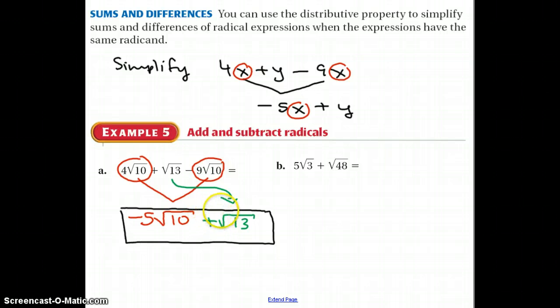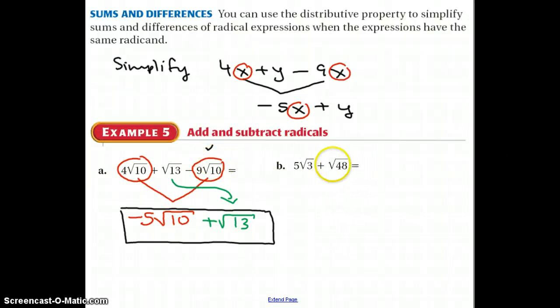Now there's one thing you have to remember. Before you start looking for like terms, you have to make sure that every radical is as simplified as you can make it. So for example, in part A, we had a square root of 10, which cannot be simplified, because if you try to break it up, you have a 2 and a 5 with no pairs. Square root of 13 cannot be simplified, and square root of 10 again cannot be simplified. So in part A, we didn't have to really do anything. We could just combine like terms.